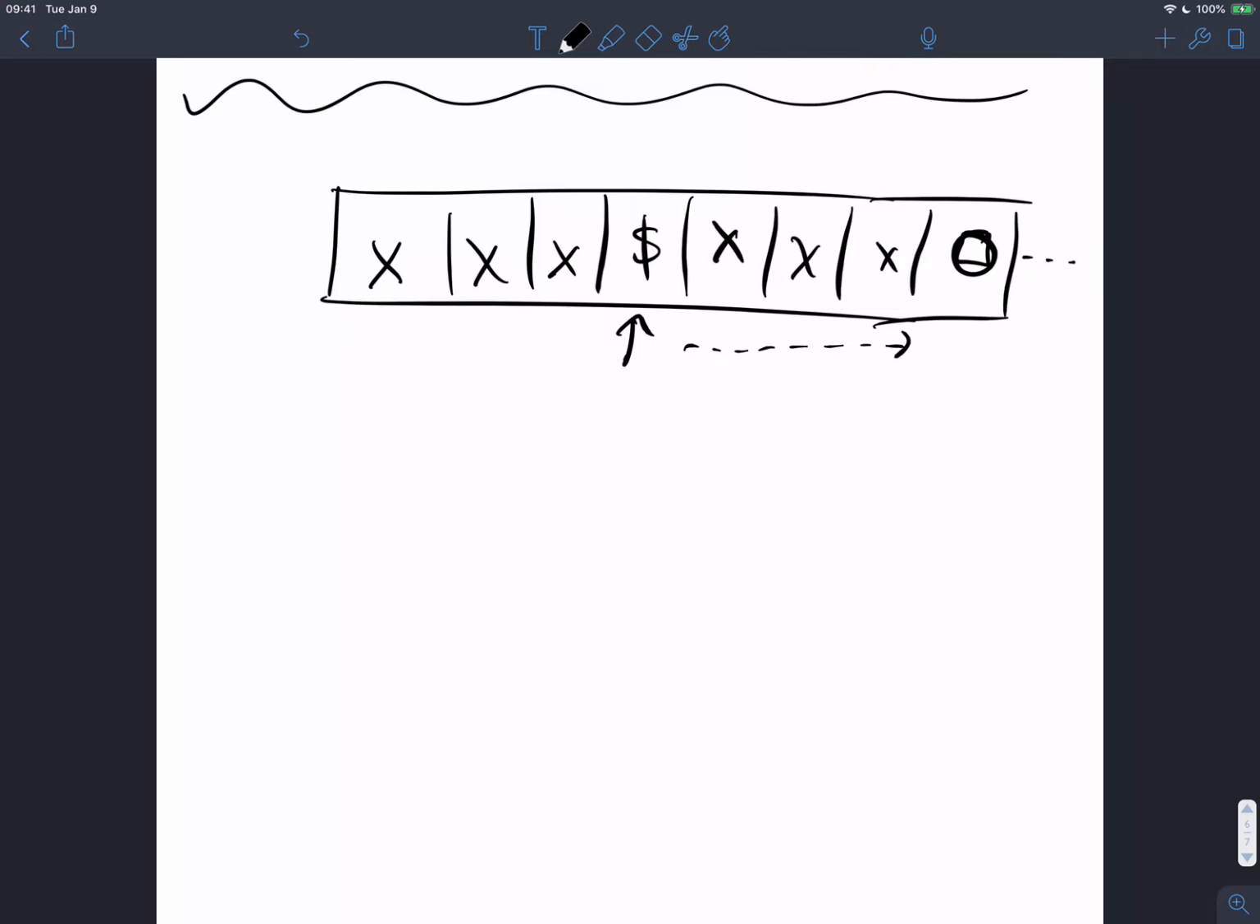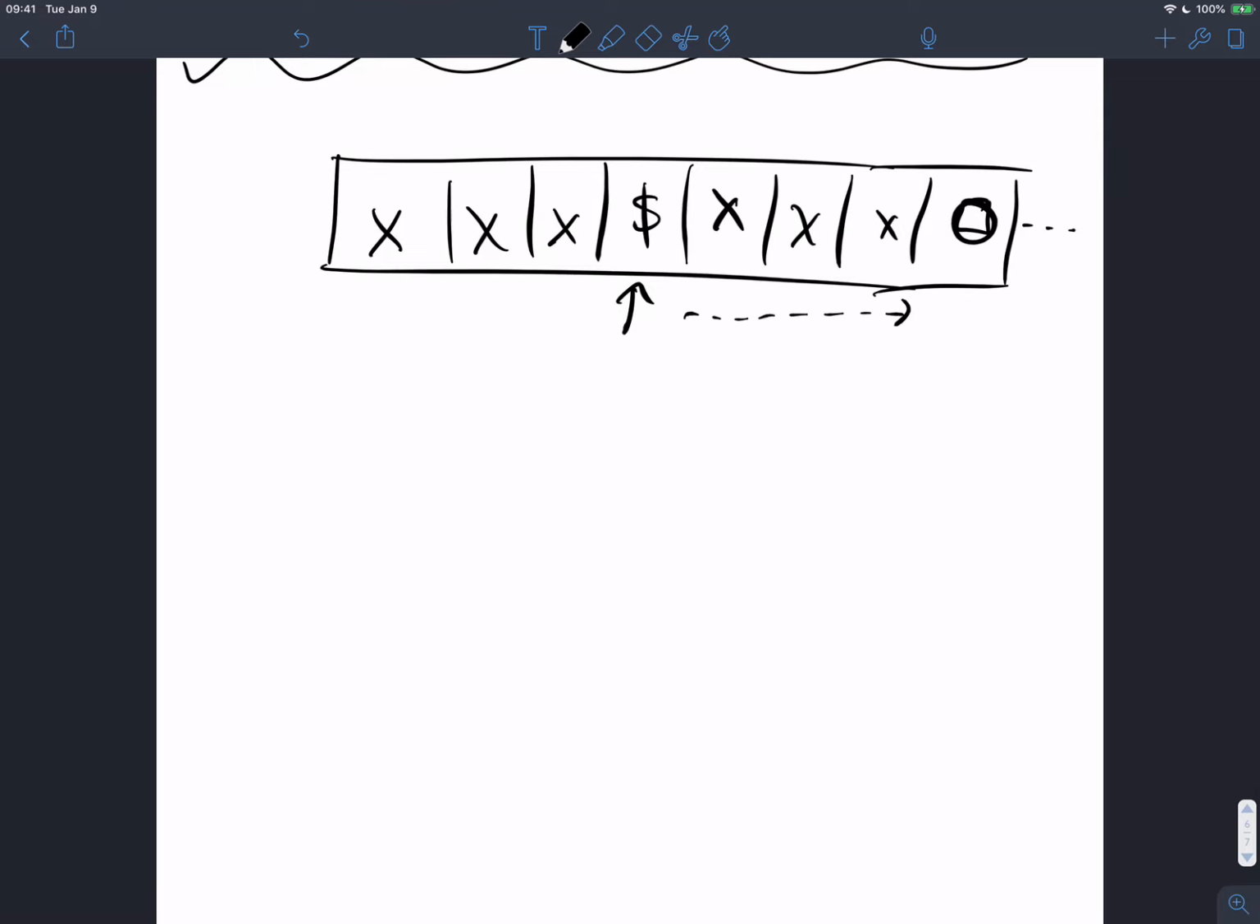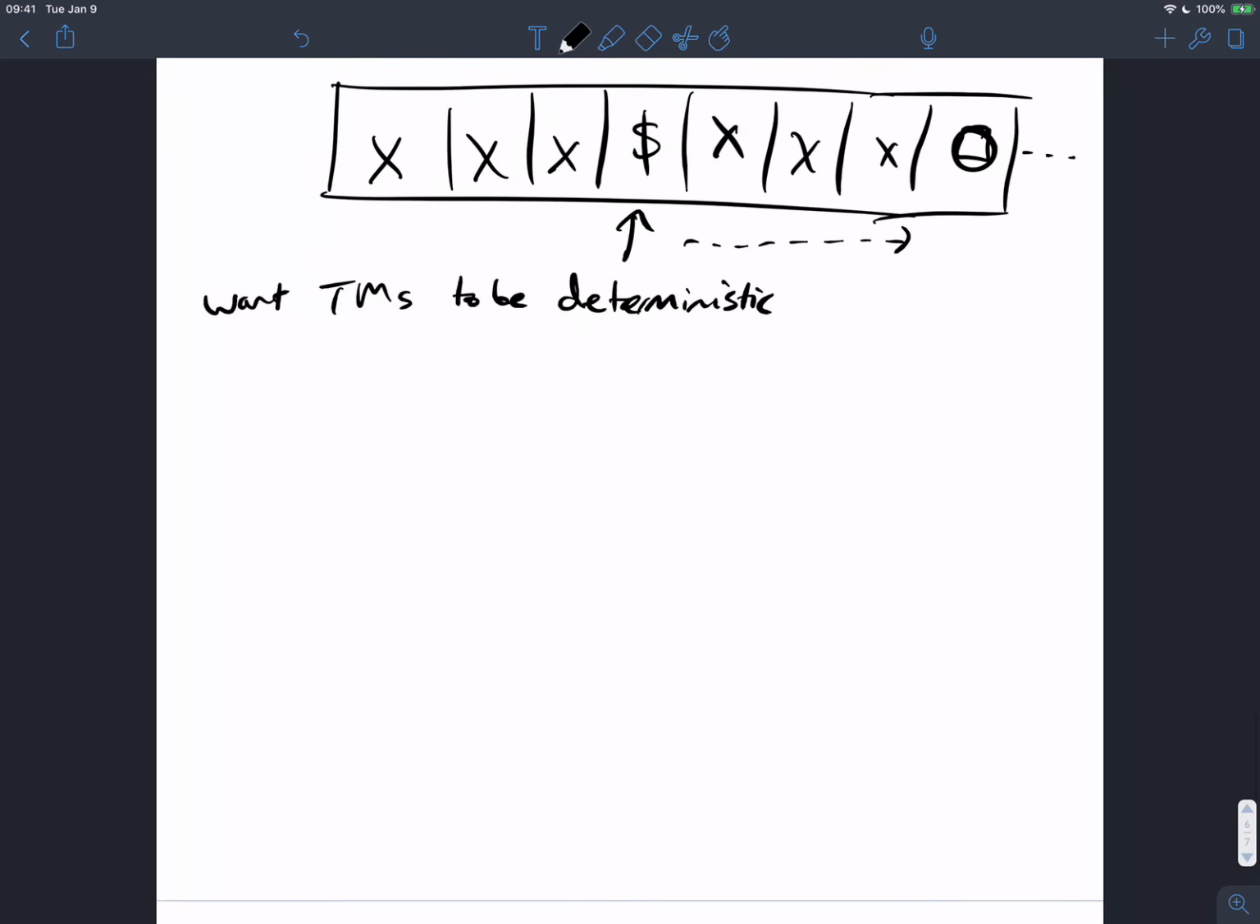So what we want these machines to be is also deterministic. If I feed this input to this machine several times, it'll be the exact same answer no matter what. Okay? So we want TMs to be deterministic. We will talk about non-deterministic Turing machines, but we'll stick with deterministic because it's easy to work with.